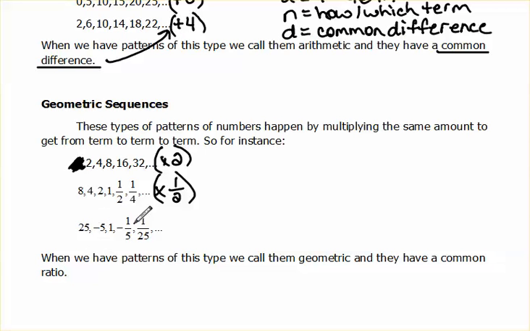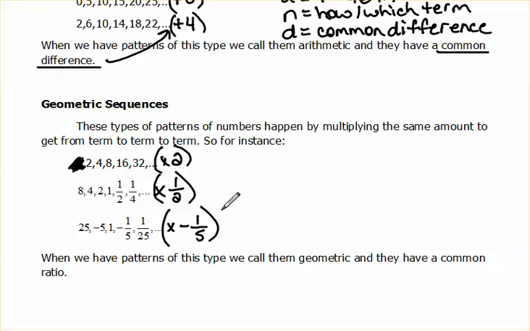Now, what about this next one? This one might be even more tricky. Think about what you're doing to get from 25 to -5 to 1 to -1/5 to 1/25. Did you come up with multiplying by -1/5? You might want to say here that you're dividing by -5, but that's the same thing as saying multiplying by -1/5. So we want to make sure and put that in terms of a multiplication.